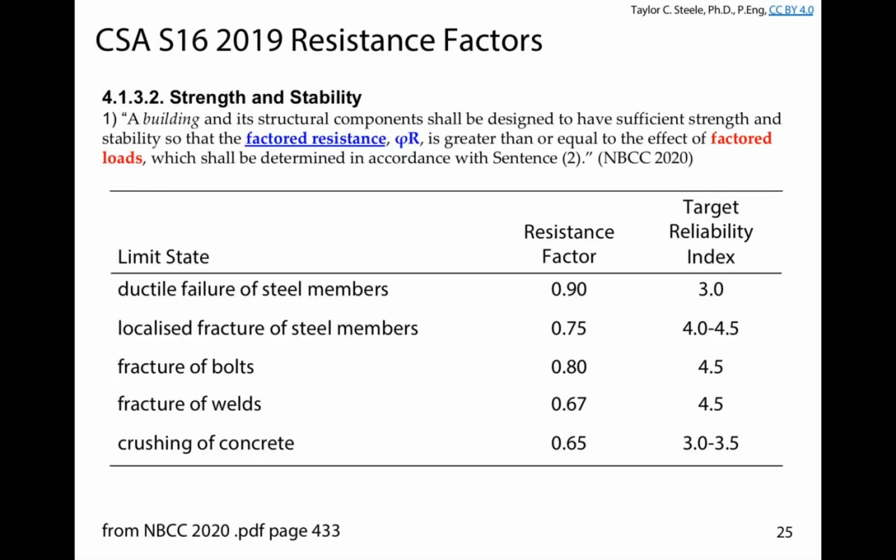We want our structures ultimately to fail in a ductile manner if they ever are going to fail, and so we make the ductile failure mechanisms more likely to happen by using a smaller reliability index and a larger resistance factor. We'll talk about those more in all of the remaining lectures, the rest of the course.